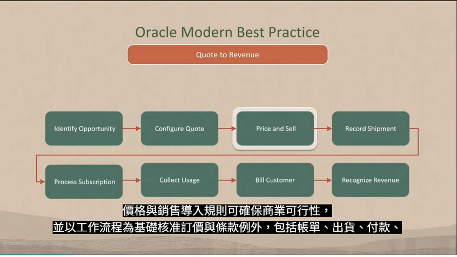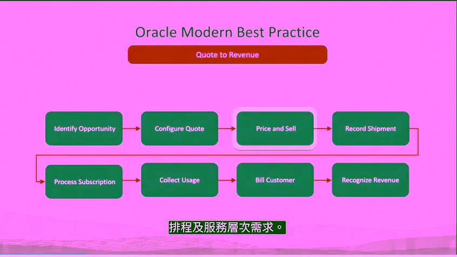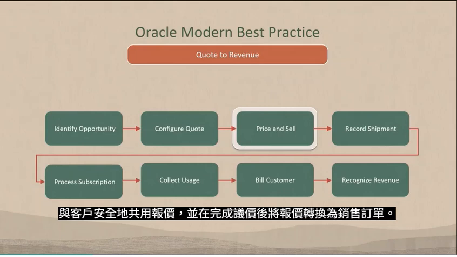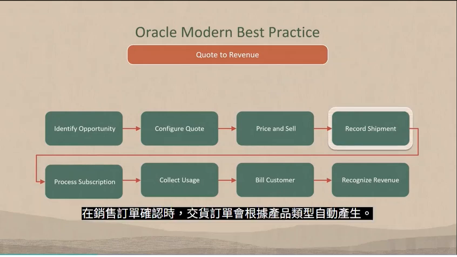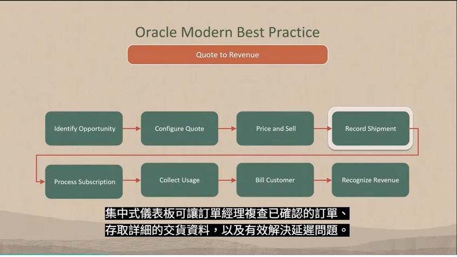Price and sell. Implement rules to ensure commercial viability with workflow-based approval for pricing and term exceptions, including billing, shipping, payment, scheduling, and service level requirements. Share quotes securely with customers and seamlessly convert them into sales orders upon finalizing negotiations. Record shipment. Upon sales order confirmation, fulfillment orders are automatically generated based on the product type. A centralized dashboard enables order managers to review confirmed orders, access detailed fulfillment data, and address delays effectively.